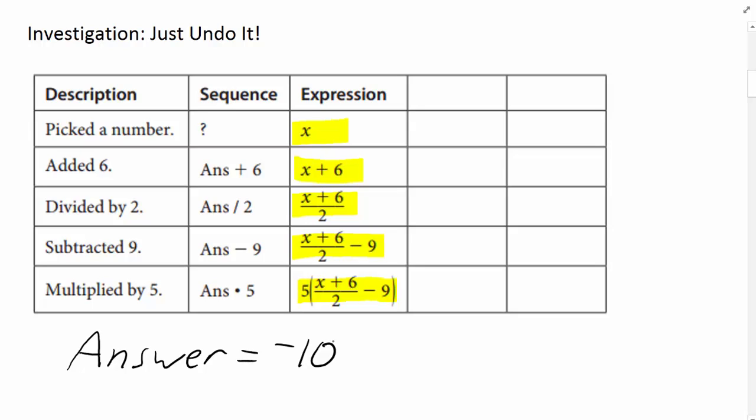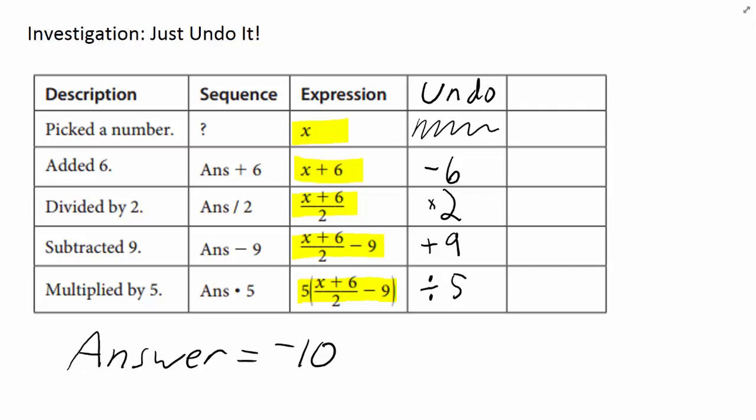We can figure out the starting number by filling in a chart like this one. Notice how parentheses are used to indicate the proper grouping. Let's think about how we can undo the operations in the table. Subtraction and addition undo each other, and division and multiplication undo each other. We can fill in the next column to indicate the operation that undoes each operation. To undo times 5, we divide by 5. To undo minus 9, we add 9. To undo divide by 2, we multiply by 2. To undo add 6, we subtract 6.